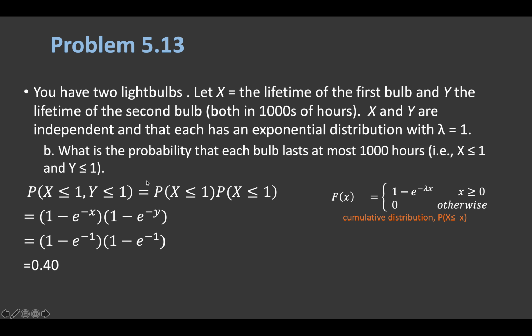So that's why P(X ≤ 1) gives me this part: 1 minus e to the power of negative x. This is from the cumulative function. Same thing for y: this should equal 1 minus e to the power of negative y. In this case x and y are smaller than or equal to 1. We put the value in there, do the calculation, and this gives us 0.4. This gives us 0.4.